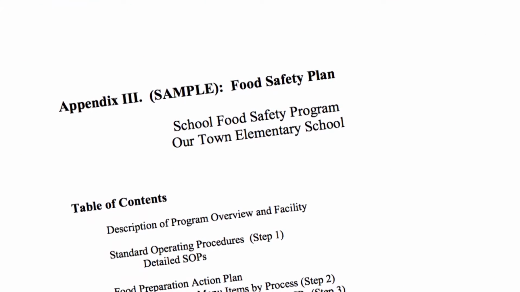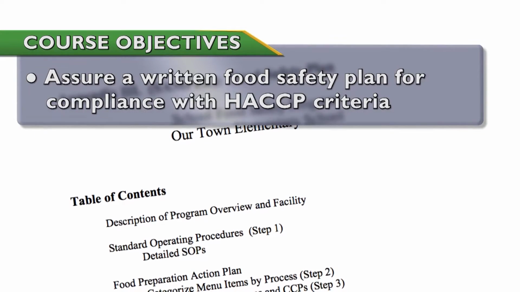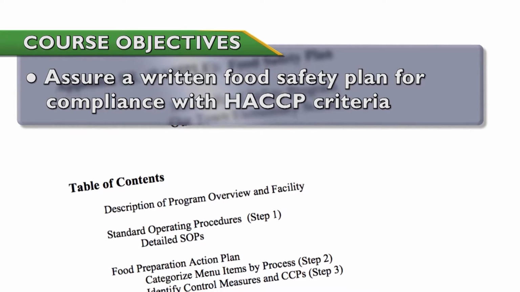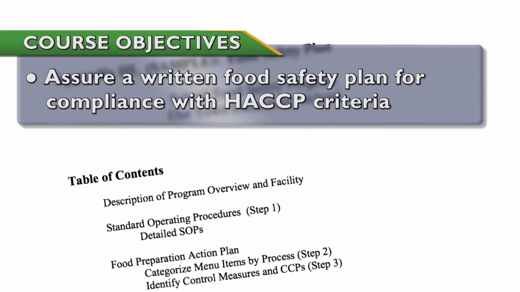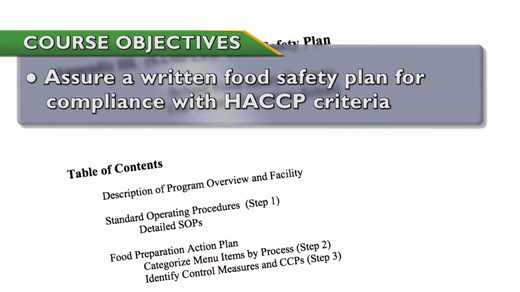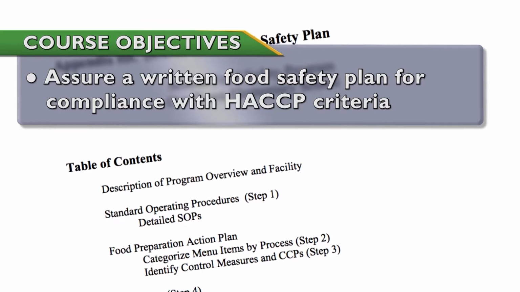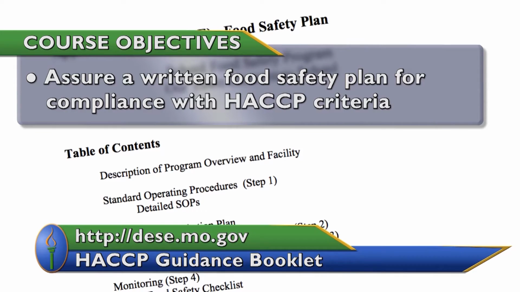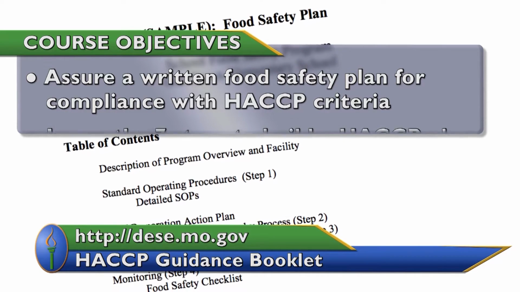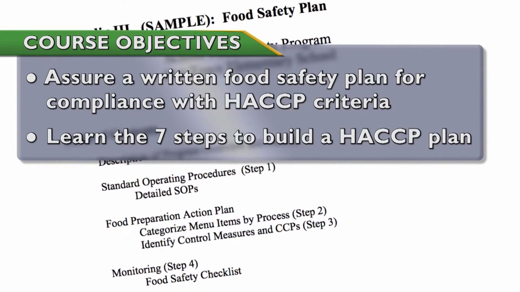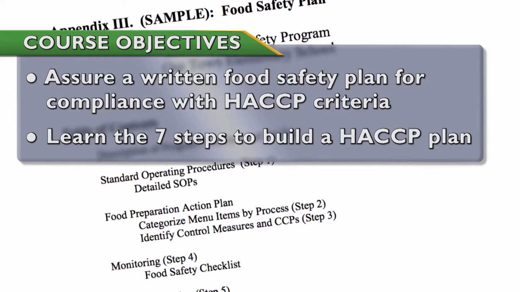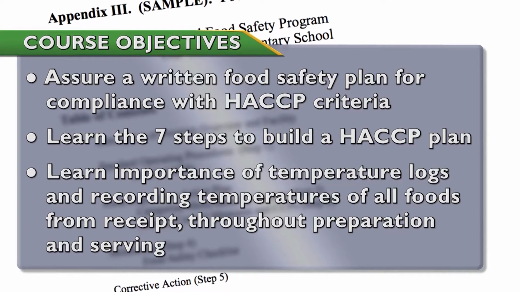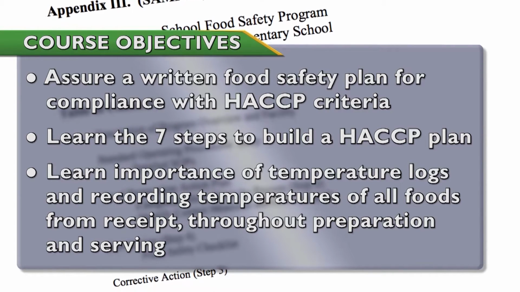The objectives of this module are to assure a written food safety plan for compliance with hazard analysis critical control point criteria. A sample hazard analysis critical control point model, or HACCP model, may be found on the Missouri Department of Elementary and Secondary Education website for assistance in development of a food safety plan. Participants will learn the 7 steps to build a HACCP plan, and also the importance of a temperature log and the recording of temperatures of all foods from the time of receipt throughout preparation and serving.